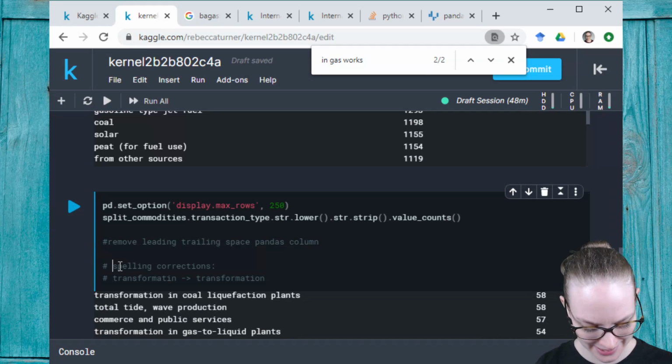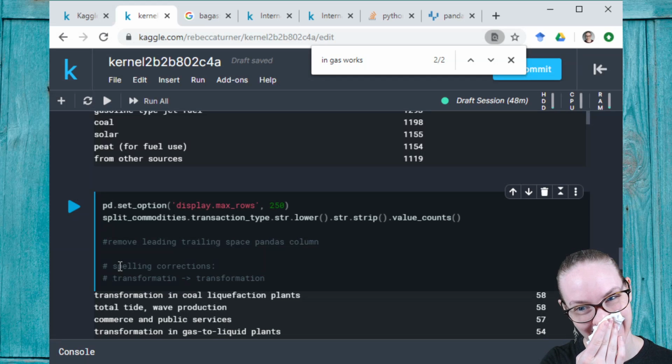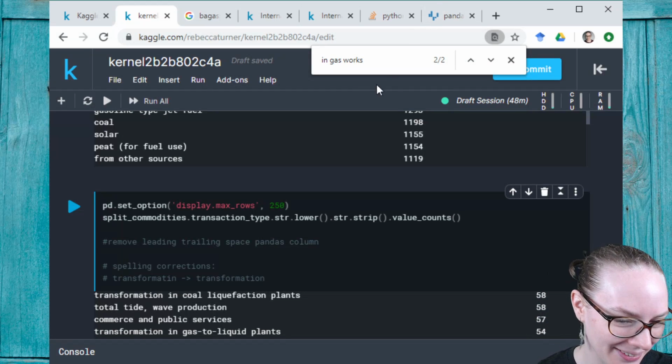Rachel, why are we looking at the data with our eyes? Because that's the job. That's part of the whole thing, what you got to do.